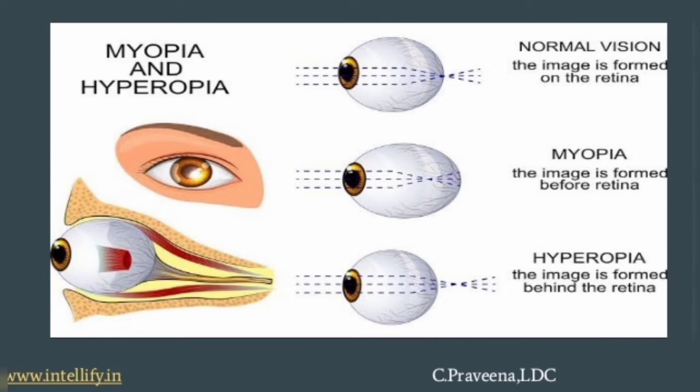Here, myopia and hyperopia are compared to the normal vision. Here, myopia is formed before the retina and hyperopia is formed behind the retina.